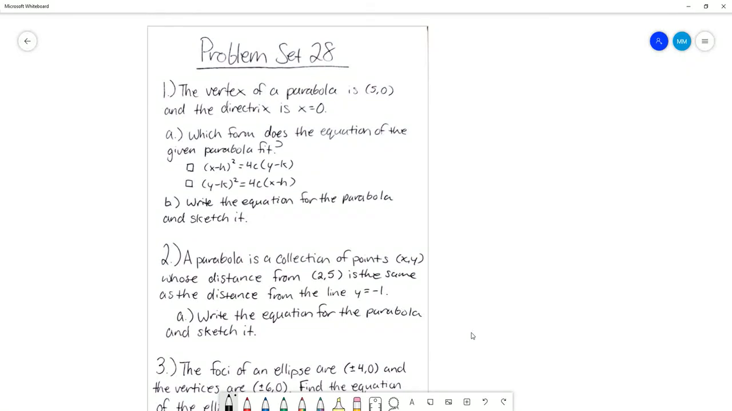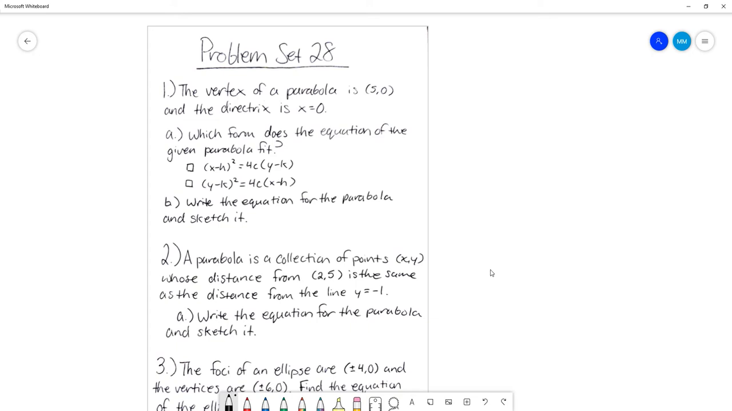Okay, welcome to problem set 28. We've just got a couple more homeworks after this. Almost done. This one is on some conic sections, so like parabolas, ellipses. I don't think there's anything on hyperbolas in this one. I believe hyperbolas are touched on more in the next homework. So let's take a look at number 1.